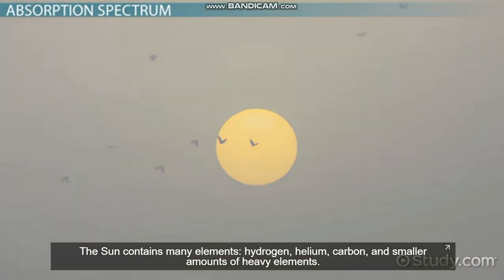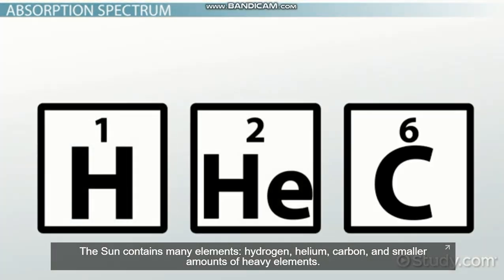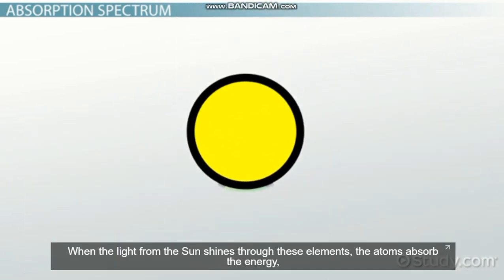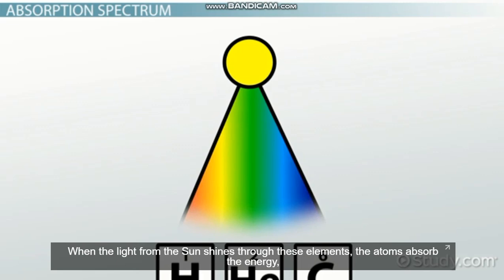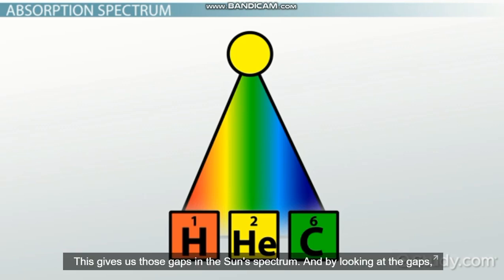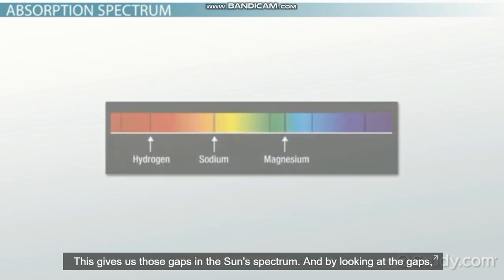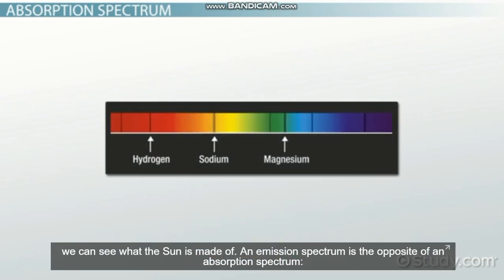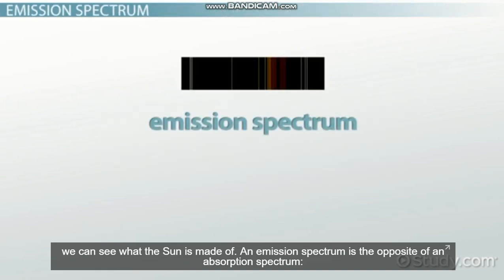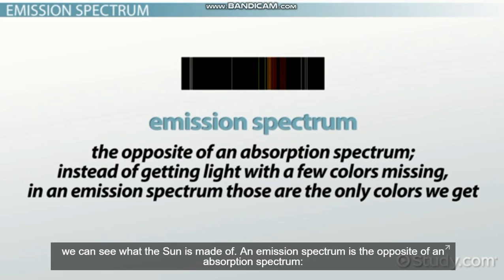The sun contains many elements: hydrogen, helium, carbon, and smaller amounts of heavy elements. When the light from the sun shines through these elements, the atoms absorb the energy, but they only absorb light that is just the right color to match the energy they need. This gives us those gaps in the sun's spectrum, and by looking at the gaps, we can see what the sun is made of.